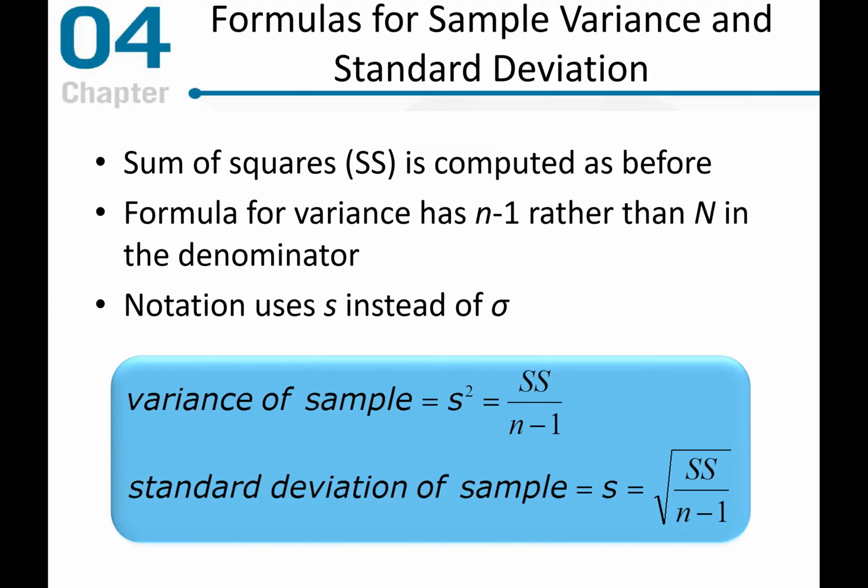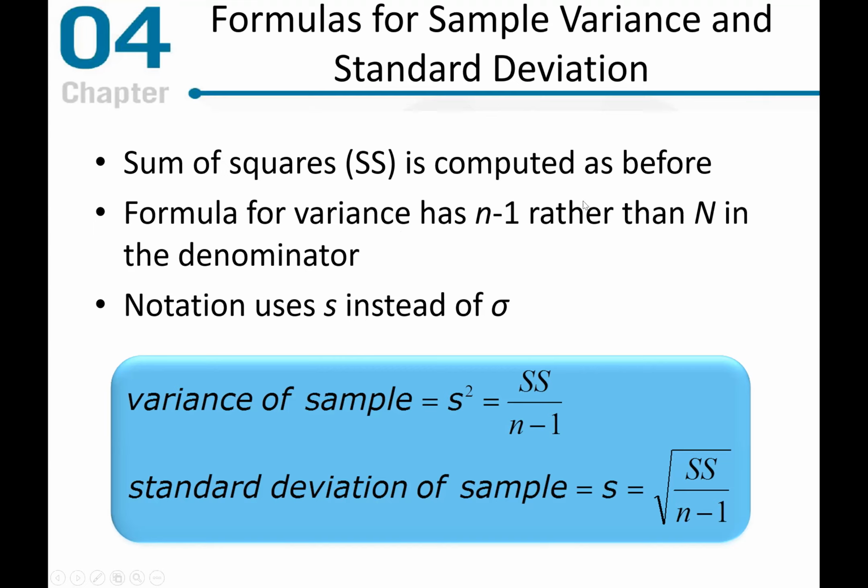So how do we correct this? We have to change parts of the formula to correct for this. The sum of squares is computed as before. We can use the definitional formula and/or the computational formula. Doesn't matter, that's going to stay the same. However, the formula for the variance has what is called n minus 1. So the sample size, because we're dealing with a lowercase n, the sample size minus 1, rather than the population of scores, or capital N, in the denominator.